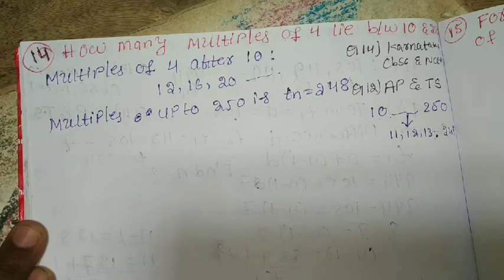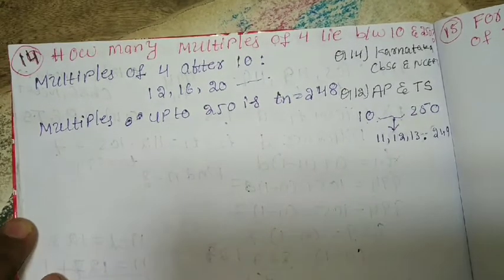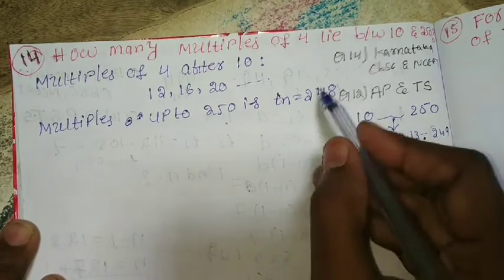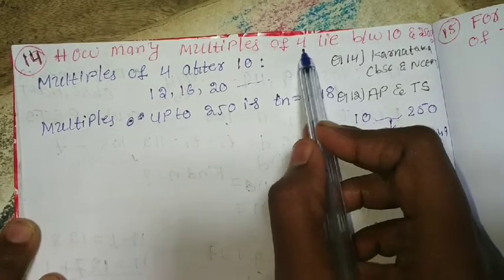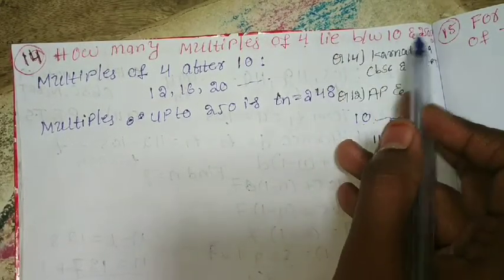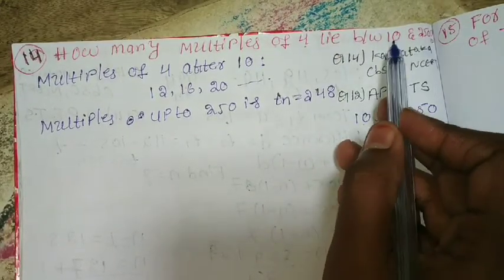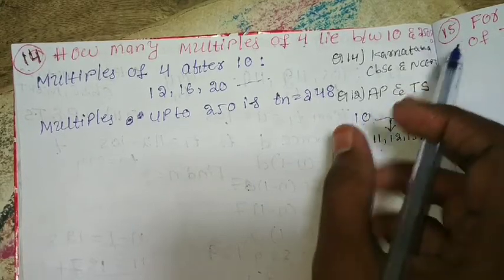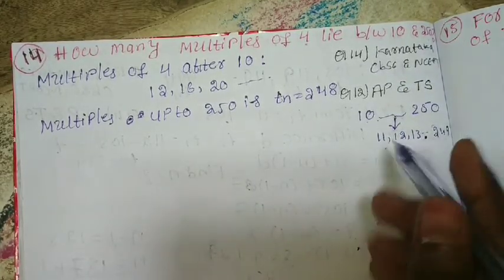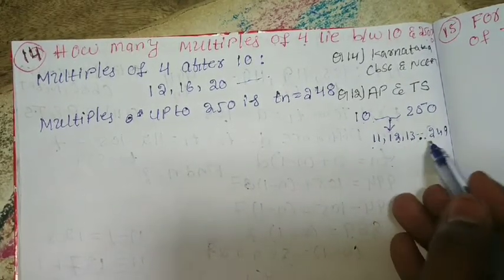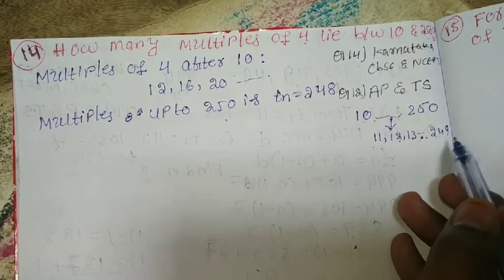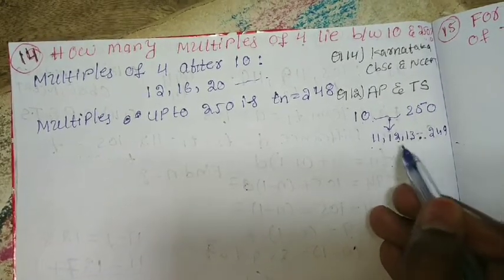Multiples of 4 lie between 10 and 250. Here what they are asking, multiples of 4 we need between 10 and 250. So excluding 10 and 250, between numbers we have which ones? 11, 12, 13, 14, 15 up to 249. These numbers must be multiples of 4.